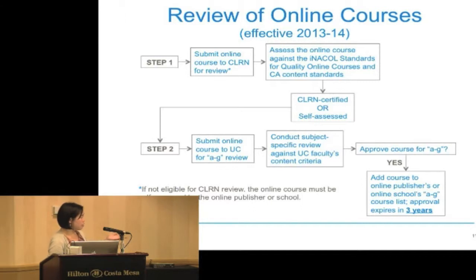One thing I also want to point out, if you follow this flow chart to the very end, the final box shows that the approved A to G course, online A to G course, will expire in 3 years. And we're going to be implementing this 3-year term of approval, basically so that we can ensure that the online courses maintain their quality and the various required components that stem from the INACOL quality course standards. And so every 3 years, the online courses must be resubmitted to CLRN, or they must be re-reviewed through the self-assessment process, and then resubmitted to UC for approval.